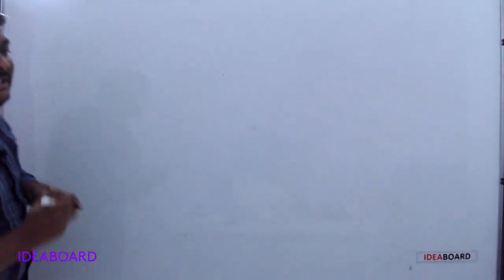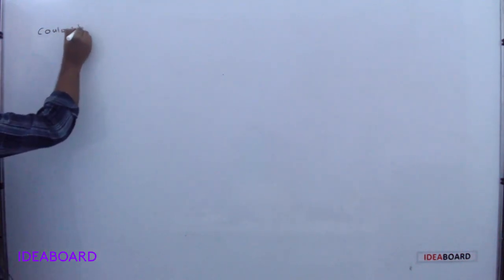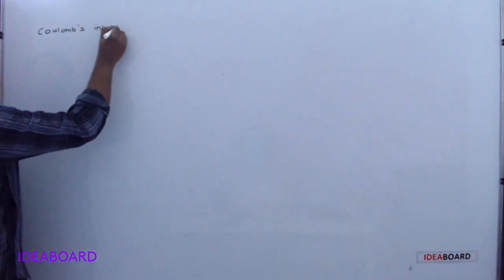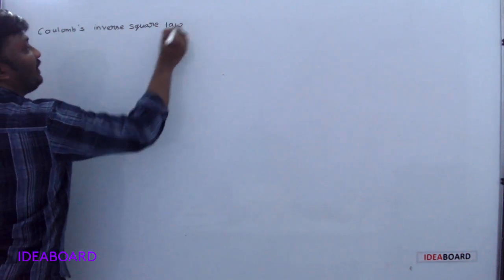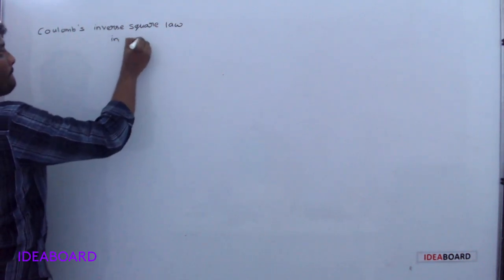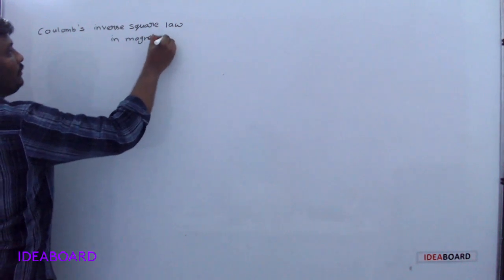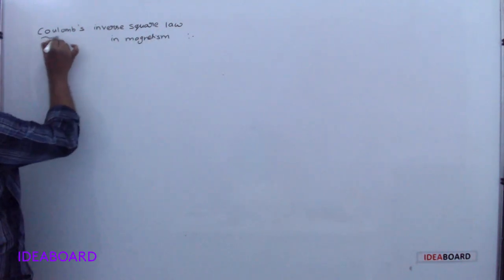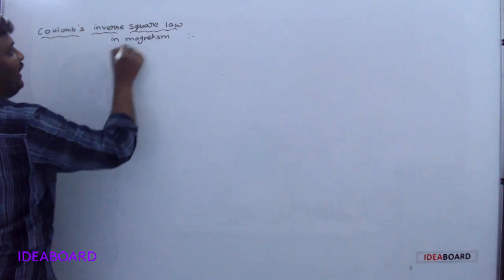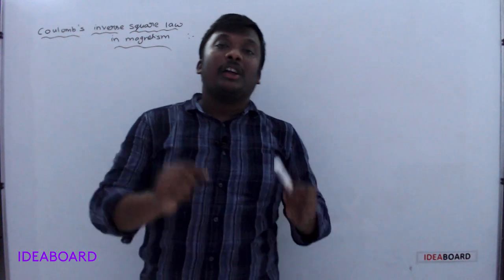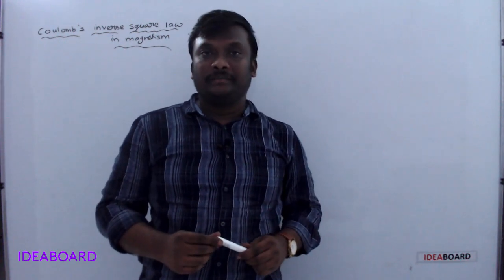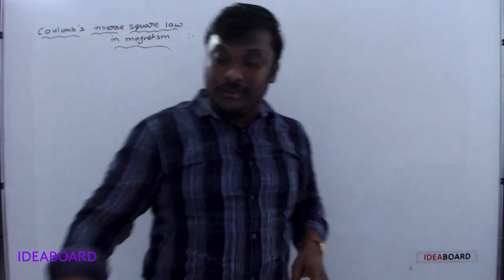Now, Coulomb's inverse square law in magnetism. We discussed previously in electrostatics the Coulomb's inverse square law between two stationary charges. Okay, now what is Coulomb's inverse square law?